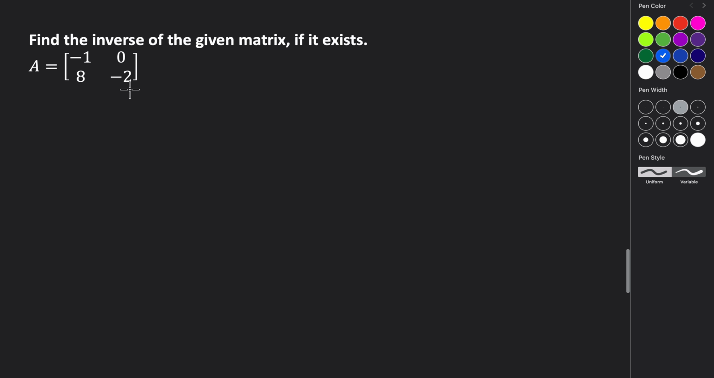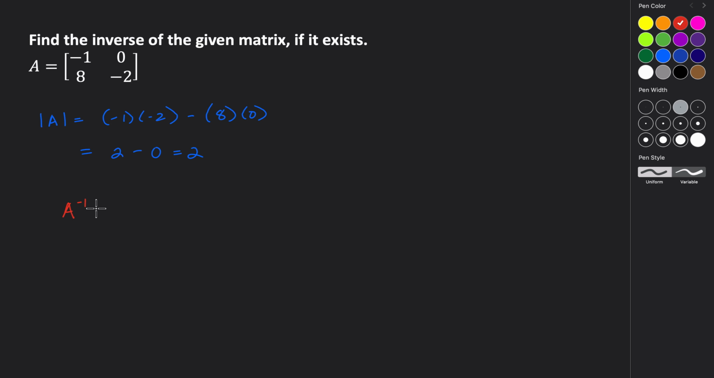So we want to find the inverse of this matrix if it exists. So first, let's find the determinant of A. So the determinant of A is -1 times -2 minus 8 times 0. So that's going to be 2 minus 0, which is 2. So the determinant of A is 2, which means it is invertible. And we can find the inverse of this matrix.